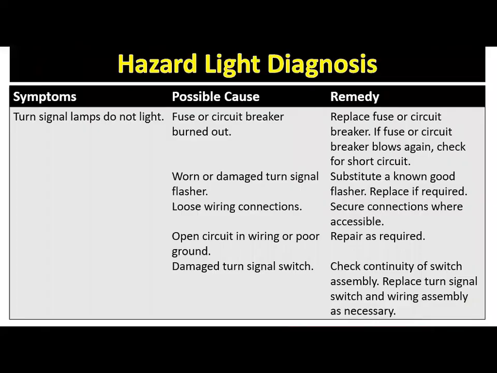Okay, when it comes to hazard light diagnosis, one symptom is turn signal lamps do not light. Possible causes are fuse or circuit breaker burnout, worn or damaged turn signal flasher, loose wiring connections, open circuit in wiring or poor ground, damaged turn signal switch. What are the remedies? Replace fuse or circuit breaker. If the fuse or circuit breaker blows again, check for short circuit.